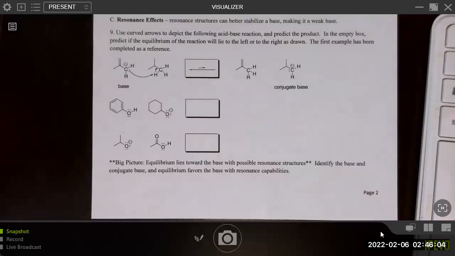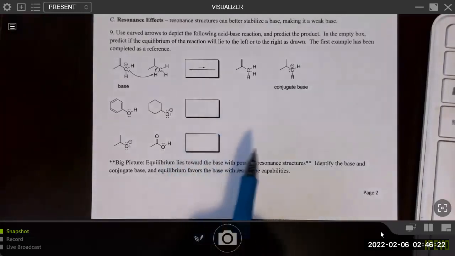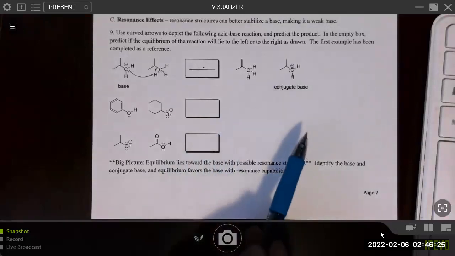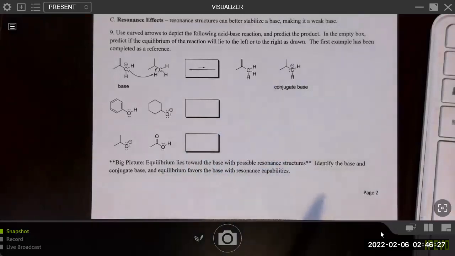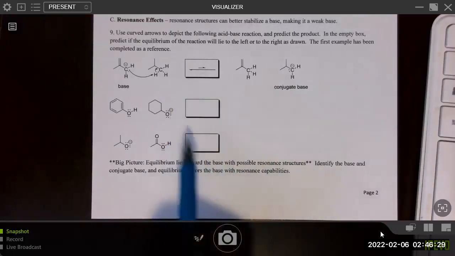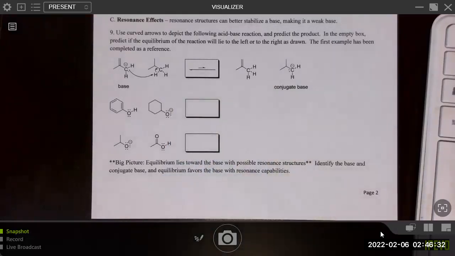If you have a lone pair and it's delocalized through resonance, then it's going to be a more stable lone pair. That's the idea. And if it's more stable, then it will be a weaker base. So let's go ahead and work on, again, drawing in curved arrows, drawing in the missing products that get formed from the acid-base reaction, and then predicting the position of equilibrium. And looking at the reference, let's go ahead and go over that first.